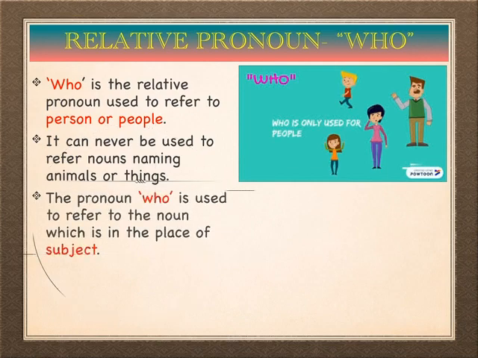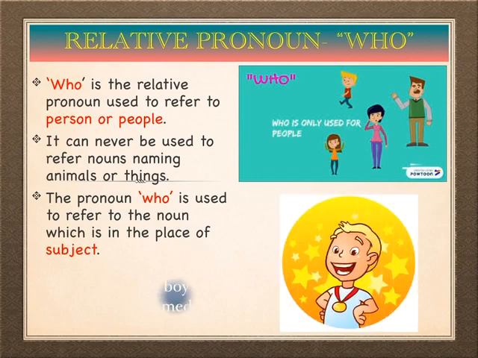The pronoun who is used to refer to the noun which is in the place of subject. One more thing to notice about the relative pronoun who is that it is used to refer to the noun which is in the place of subject, not in the place of object. Let's see one example.